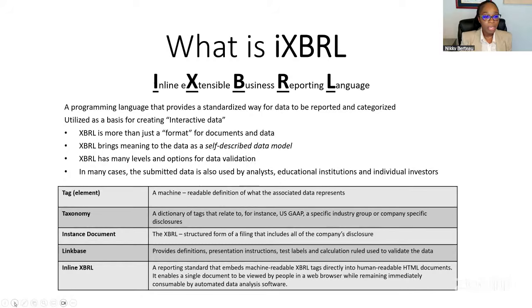And then inline XBRL embeds those tags directly into a human readable HTML document, or the XHTML. That last point is especially important because with iXBRL, you don't need one version for people and another version for machines. With iXBRL, you have one single document that works for both. Okay, next slide.